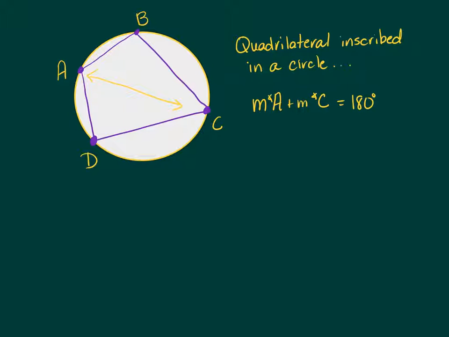Okay, likewise, I've got angle B and angle D. Supplementary. Okay, so I've got both pairs of my opposite angles in an inscribed four-sided figure. Those are going to be supplementary to one another.